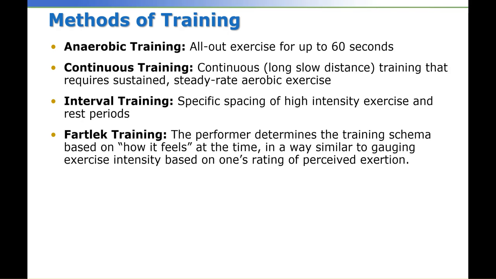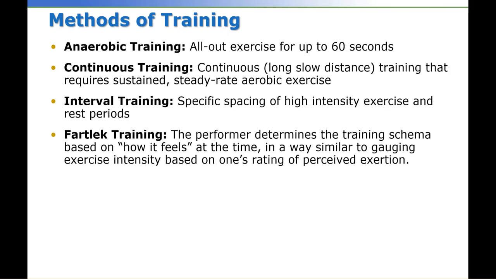Methods of training: anaerobic, all-out exercise up to 60 seconds. And this is anaerobic. Really your glycolytic system can be up to 90 seconds, and it starts switching over to the aerobic system. Anaerobic training too. Remember, the ATP system is really what you're using in regards to a 1 rep max or vertical jump, and then up to 12 seconds is your phosphocreatine system.